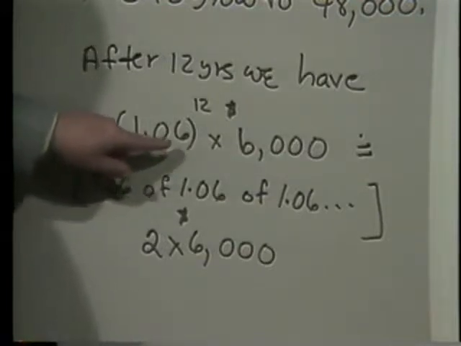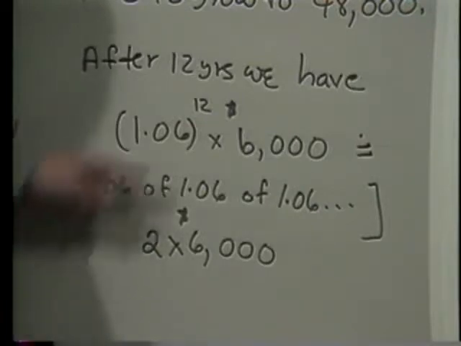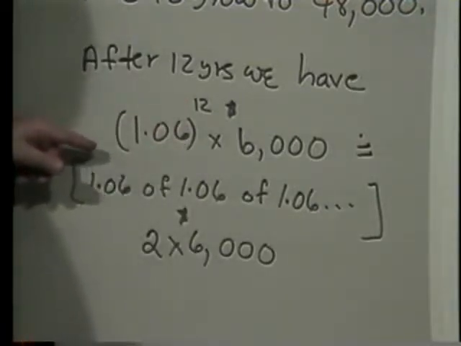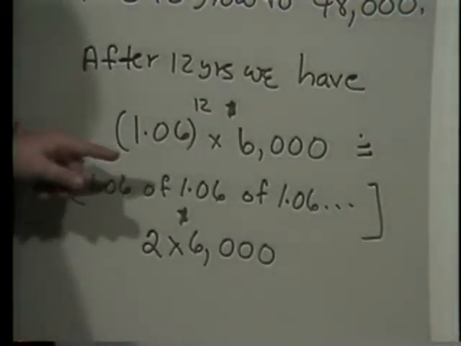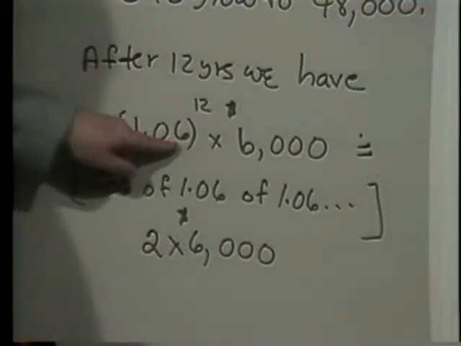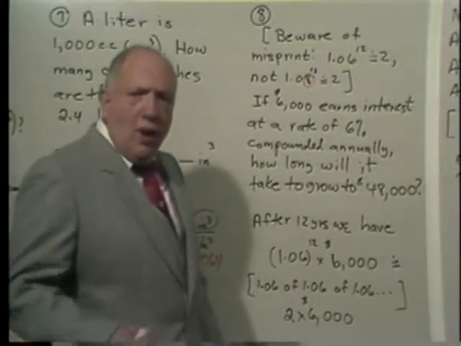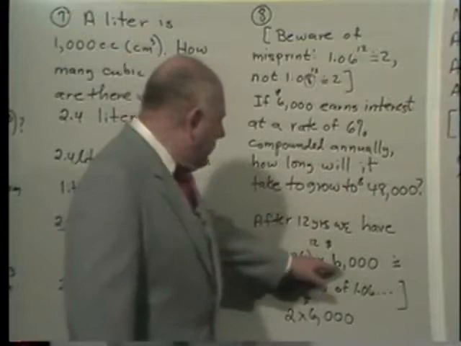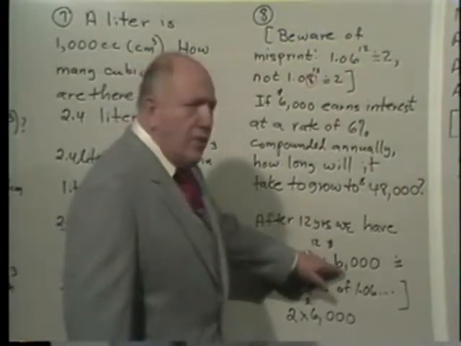You enter the 1.06, you press the y to the x key, you enter the 12, you hit the equal sign, and what happens is you get the exact amount. You may recall at the top of the problem I put an equal sign with a dot on top of it, and the reason is that on my calculator, if I compute this exactly, I get 2.0219. But because I don't know whether you have that kind of a calculator or not, I took the liberty of rounding off and telling you what would happen here.